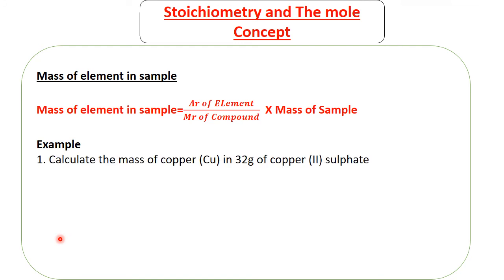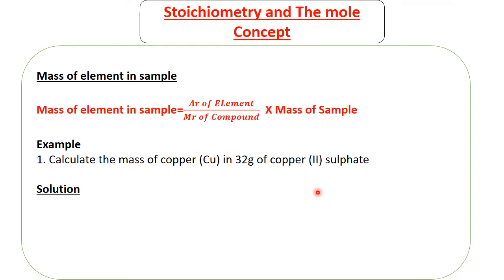Calculate the mass of copper in the 2 grams of copper 2 sulfate. So you have copper 2 sulfate, the 2 grams of copper 2 sulfate. They want you to calculate the mass of copper in that 2 grams of copper 2 sulfate.